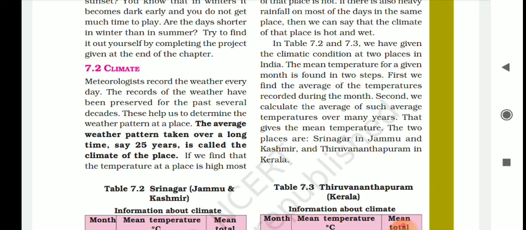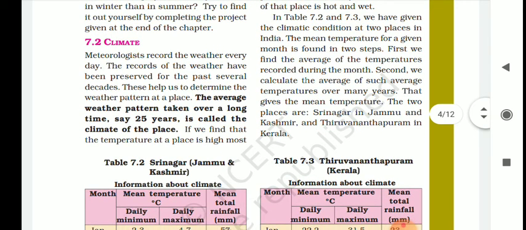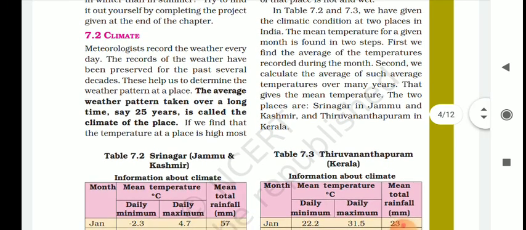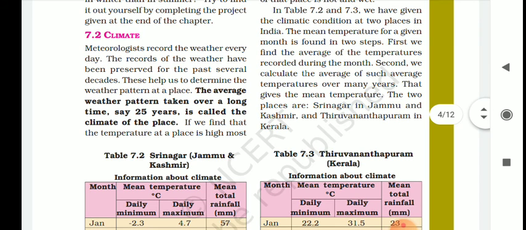Meteorologists record the weather every day. The records of the weather have been maintained for the past several decades. These help us to determine the weather pattern of a place. The average weather pattern taken over a long time, say 25 years, is called the climate of the place. When we measure weather over a long time, like 25 years, we call it climate.